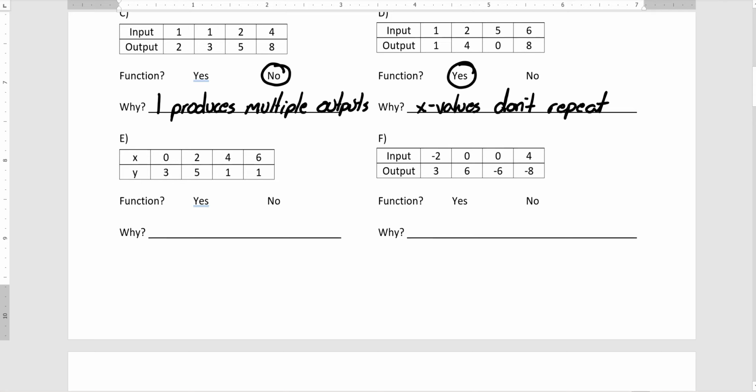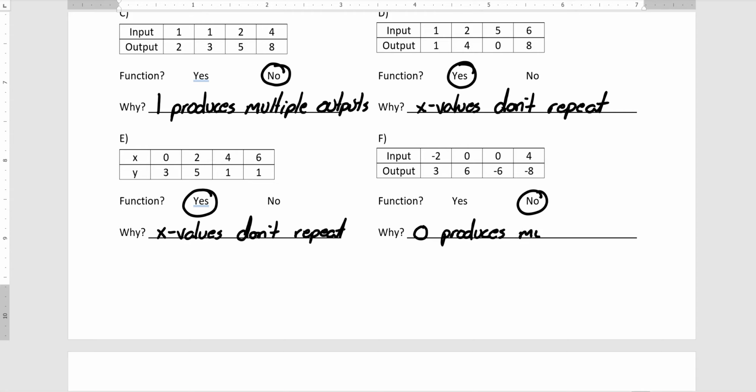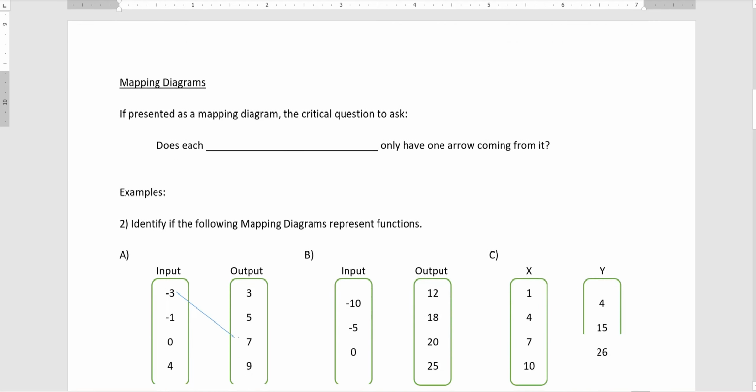Looking at letter E, I have x values 0, 2, 4, 6. Is that a function? Yes, indeed it is. The x values don't repeat. I have no repeating x values, therefore this represents a function. What about letter F? -2, 0, 0, 4. Is this a function? No, because 0 produces 6 and -6. It produces multiple outputs, so we know this is not a function. Alright, so that's XY tables. Raise your hand if you have any questions on XY tables. Otherwise, let's move on to mapping diagrams.